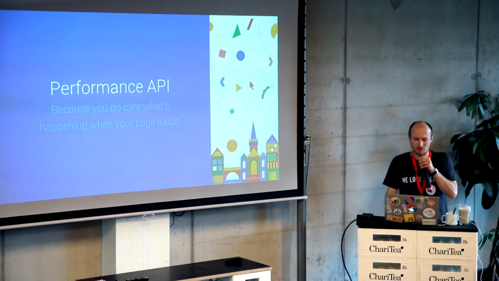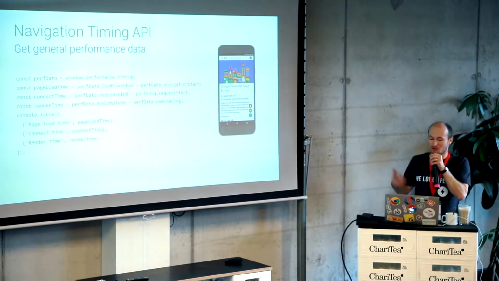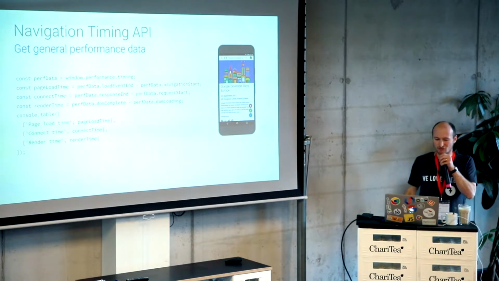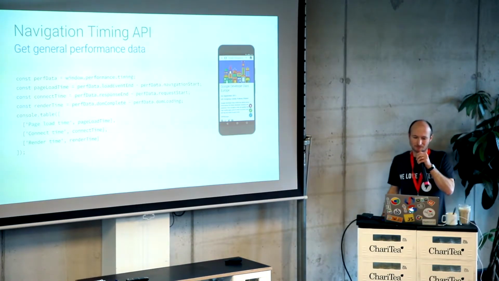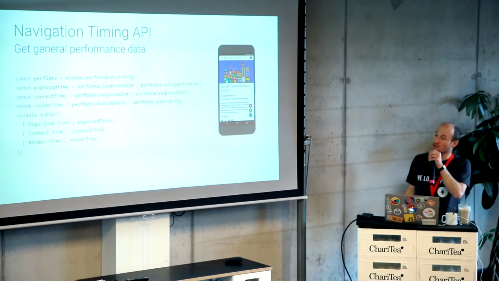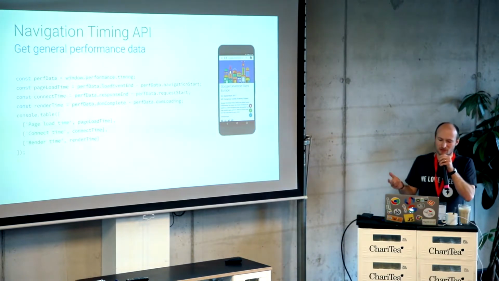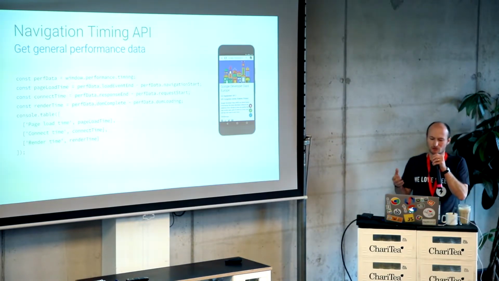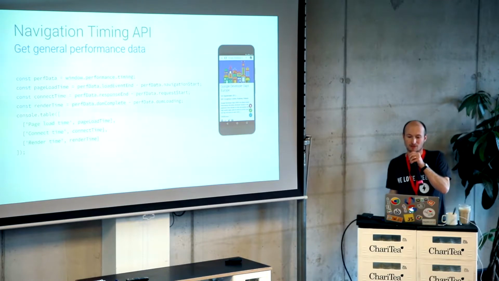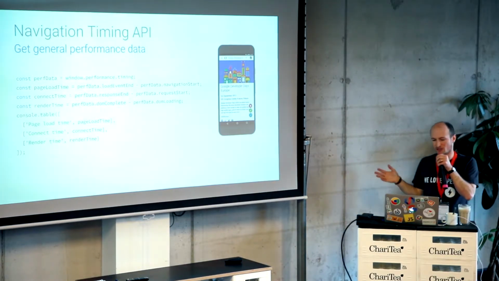The next topic is the performance API, because you should, or in many cases you actually do care about load times of your actual users. So you can see here there's in the window.performance object timing information that you can get. And then you can essentially just look at this timing information and calculate things like load time, connect time, and render time. So you can see here it's all essentially end times minus the start times.